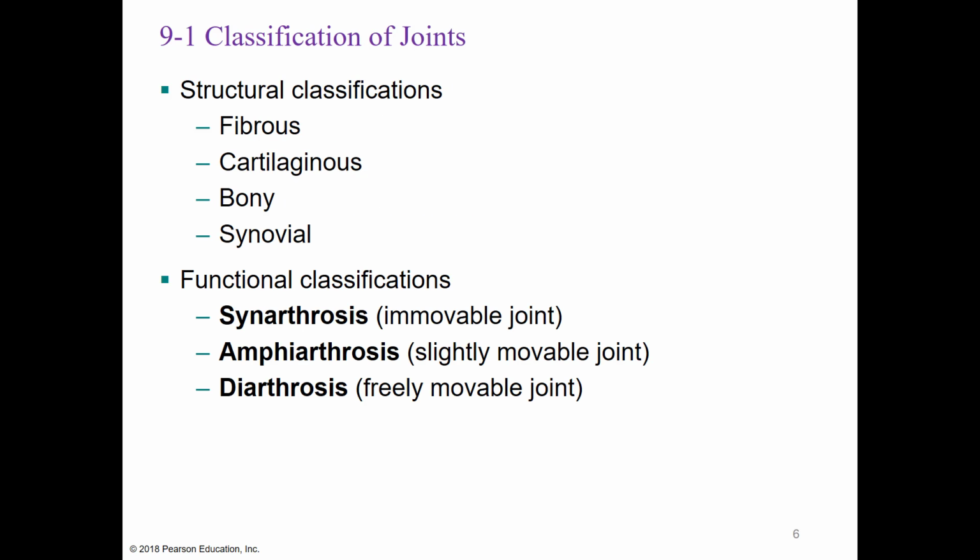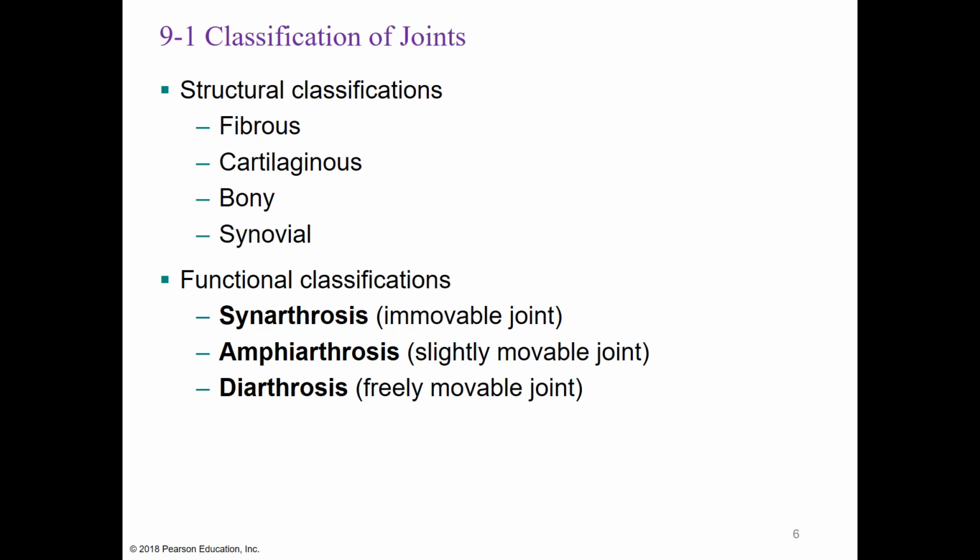We have fibrous joints, and these are going to connect by fibers. Cartilaginous joints, which will connect by cartilage. Bony joints, which are bony fusions. And synovial joints, which are going to be lined with a synovial membrane.